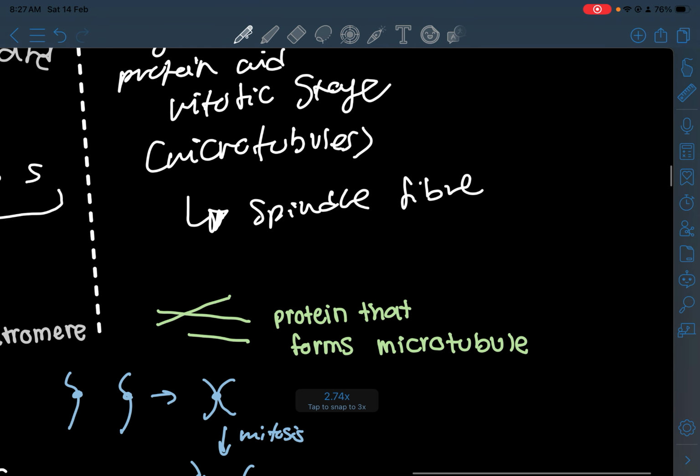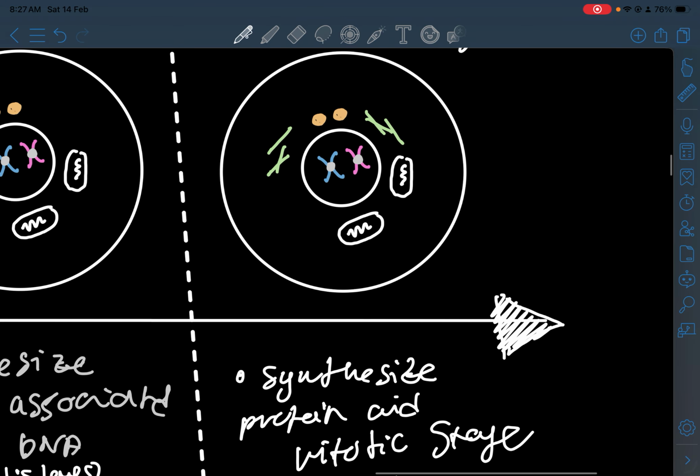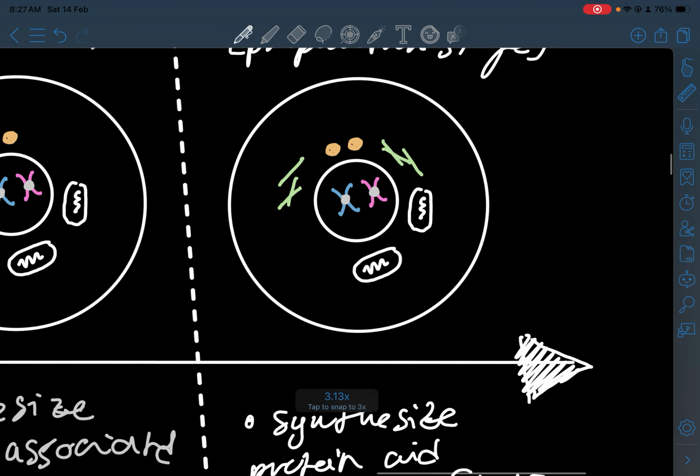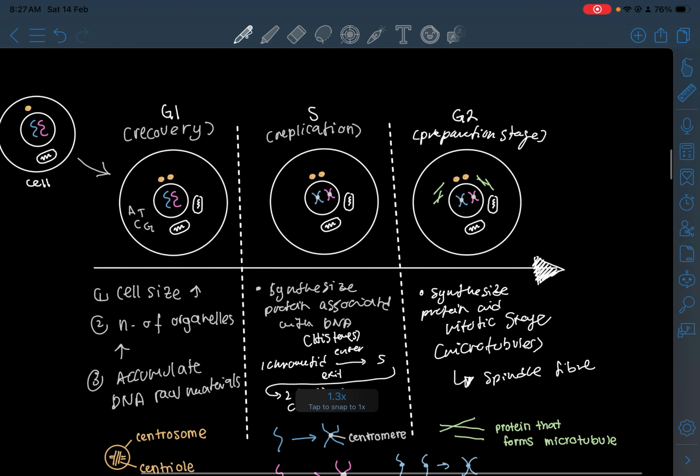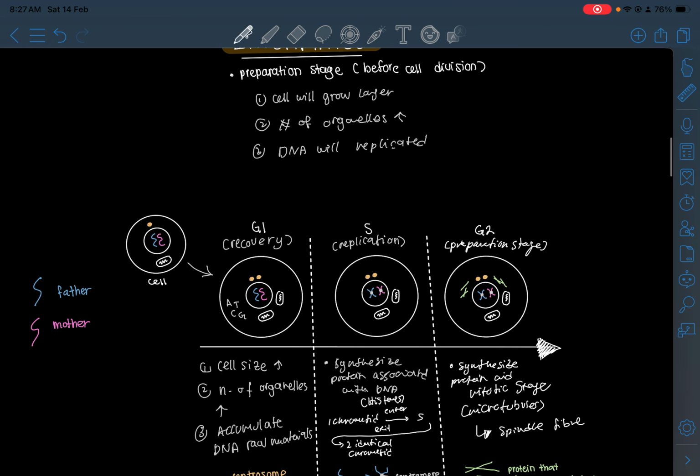So these are the proteins that form microtubules. You can notice there is a microtubule near the centrosome. So what happens during the mitotic stage? The centrosome will use this protein to build microtubules that will form spindle fibers that will attach to the chromosome and allow the division of the chromosome at its centromere. So that's all for the interphase.